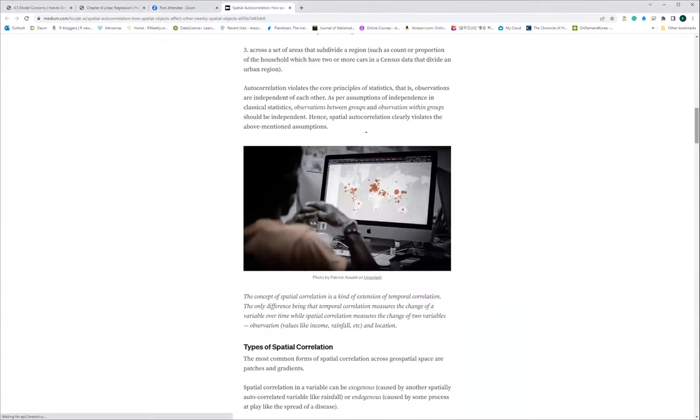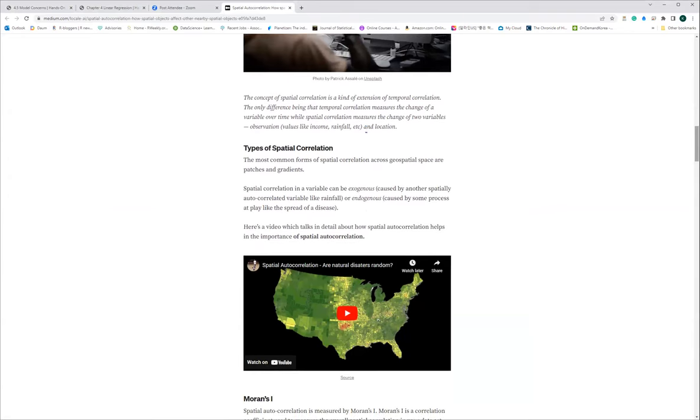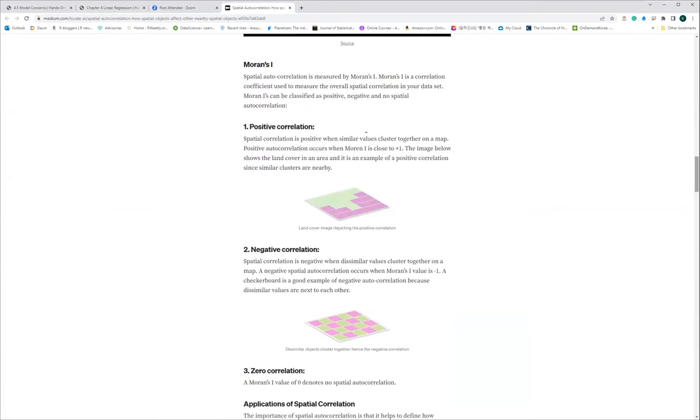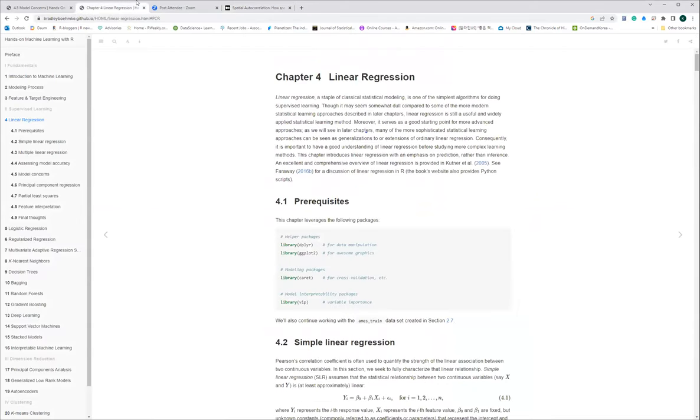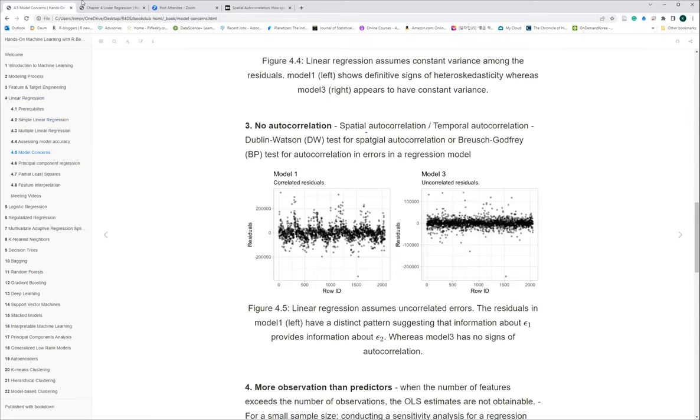Also, I was going to comment. In the Ames housing data set, I just want to make sure that you're aware that there's a temporal component, which is the year and the month the unit was sold. Okay, so you have to be aware of that, because of that temporal component, you risk having autocorrelation. Which for a time series is fine.